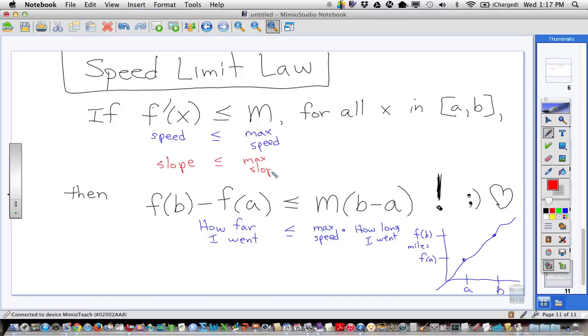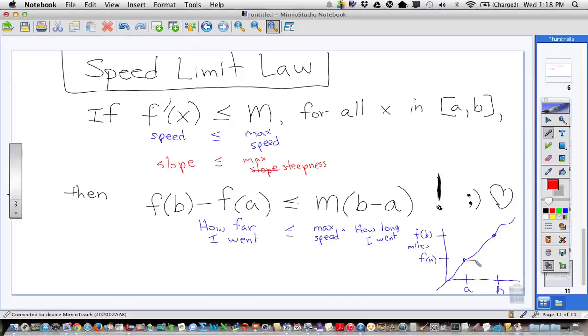Now what does slope measure? The steepness of a graph, right? So instead of max slope, let's call that max steepness. So M now is our max steepness. All right? Now let's go down here. f(b) minus f(a).